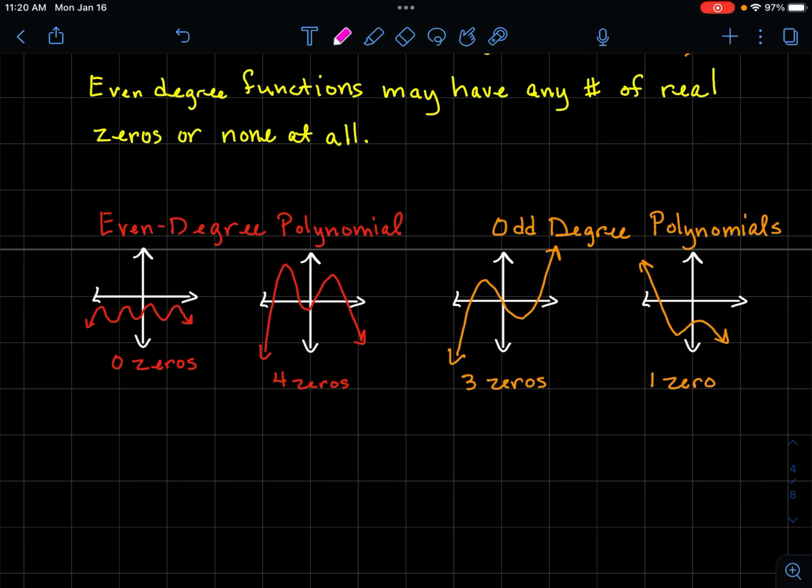Jumping over to the odd degree polynomials, we have arrow going down on the left side and arrow going up on the right side, so we know for a fact that it is odd, and we count the times that it hits the x-axis. There's twice and a third time, so we have 3 real zeros. And the final one, it only crosses it once, so it's guaranteed to have at least 1 real zero.